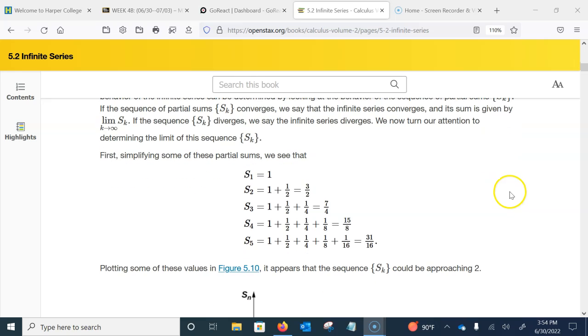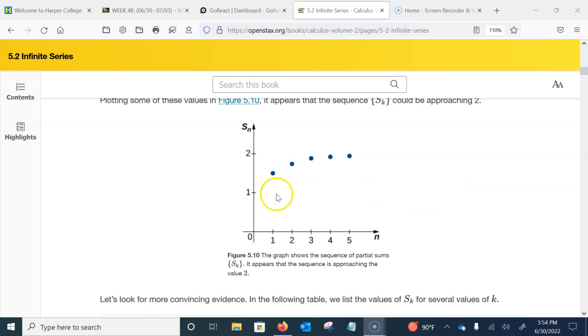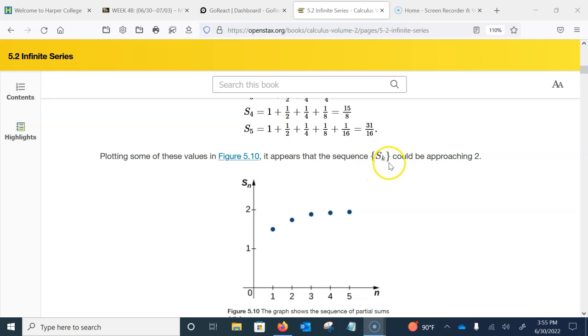Let's look at some of the partial sums to see if we can't just intuitively see a pattern. First one is 1. Add the first 2 together, it's 3/2. Add the first 3 of them, you get 7/4, and etc. Add the first 5 terms, get 31/16. So it looks like, just from intuition, this might be converging to 2. Let's go ahead and look at the graph here. So they just graphed s sub 1, s sub 2, s sub 3, s sub 4, s sub 5. Notice these partial sums just make up a sequence.